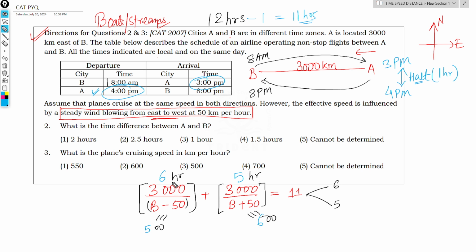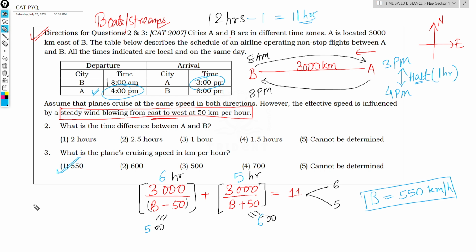Now obviously everything is balanced. Now we can take any of the expressions and calculate the value. So if you see this one, I'm taking B plus 50 is equal to 600, that straight away gives me B is equal to 550 kilometers per hour. This is actually one of the answers in the second part of the question.